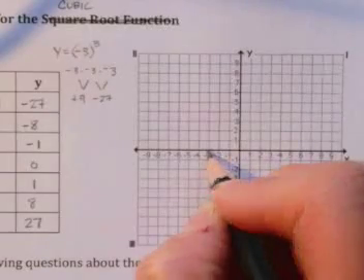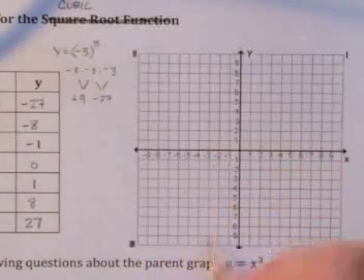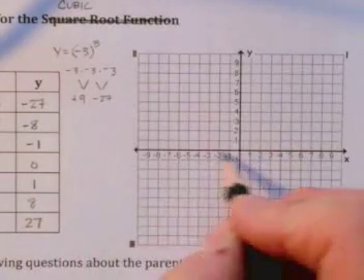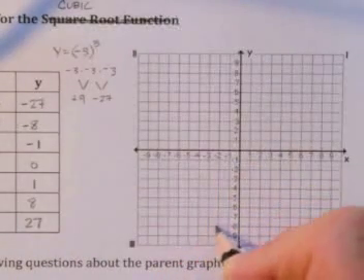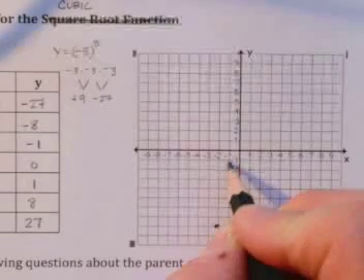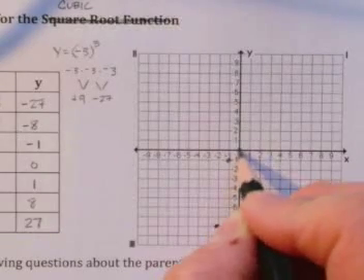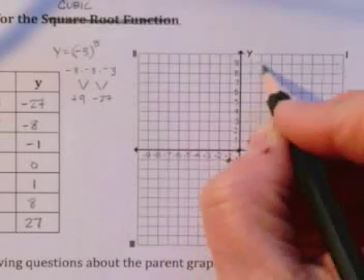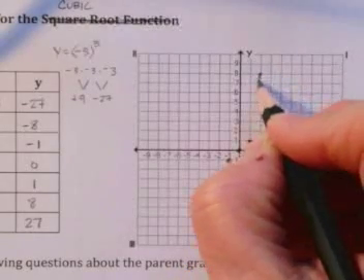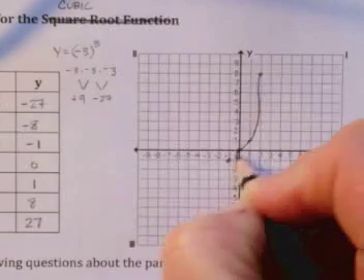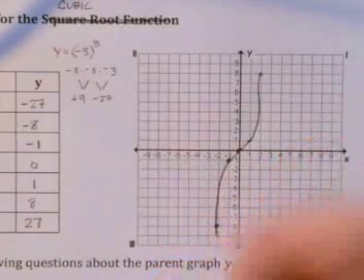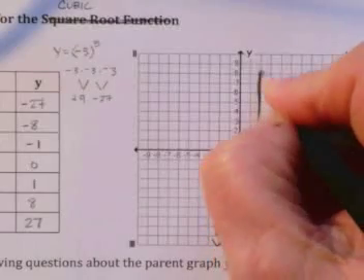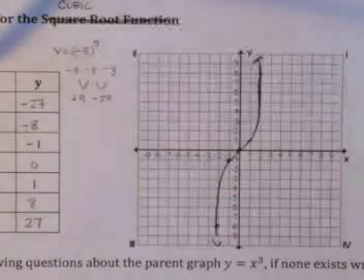We have -3, -27, which you'll notice is way off of our graph, way down here somewhere. -2, -8 would be at this point, -1, -1, 0, 0, 1, 1, and 2, 8. So if I connect these points, the graph of my cubic function looks something like that.